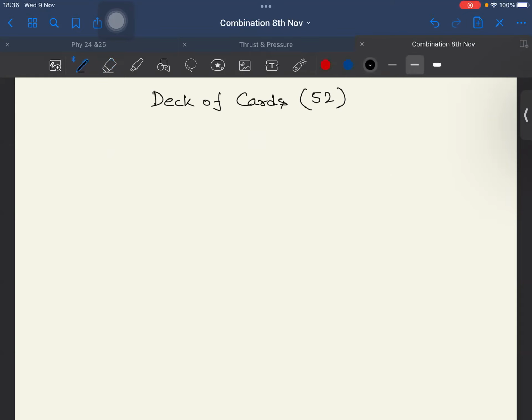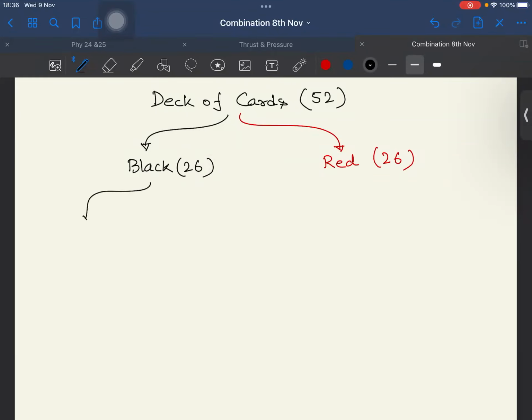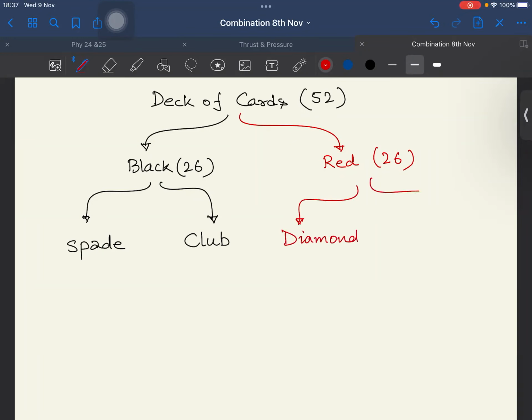52 cards are divided in 2 colors, black and red. That means black and red both have 26 cards, 26 black cards and 26 red cards. Now this whole deck is made of 4 suits, out of which 2 suits are red and 2 suits are black. The black suits are your spade and club. The red suits are your diamond and heart.